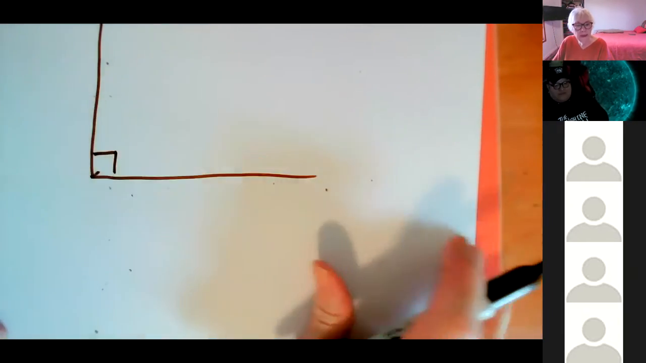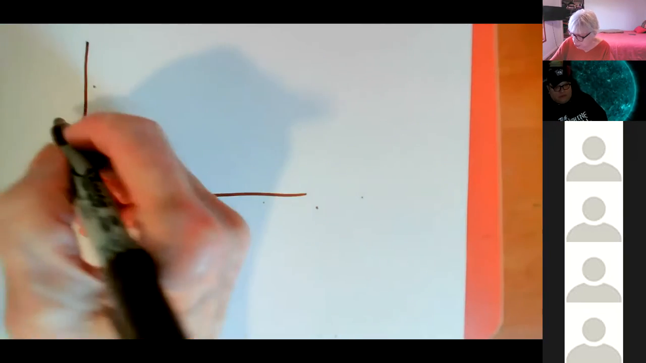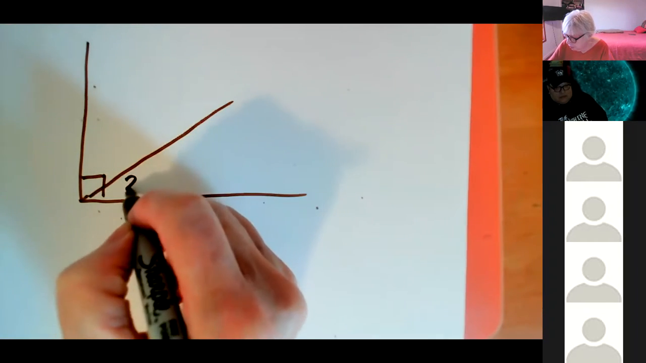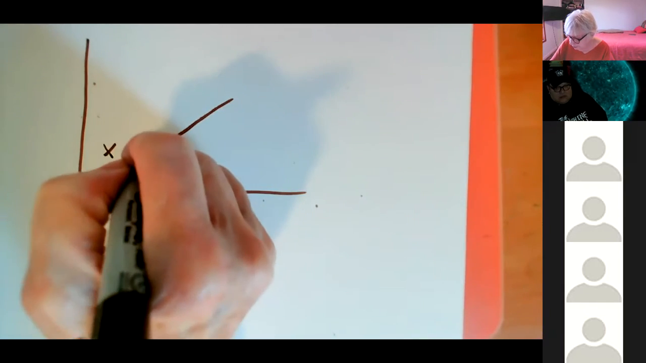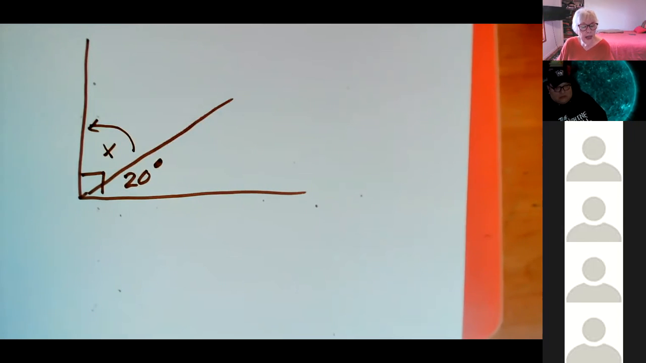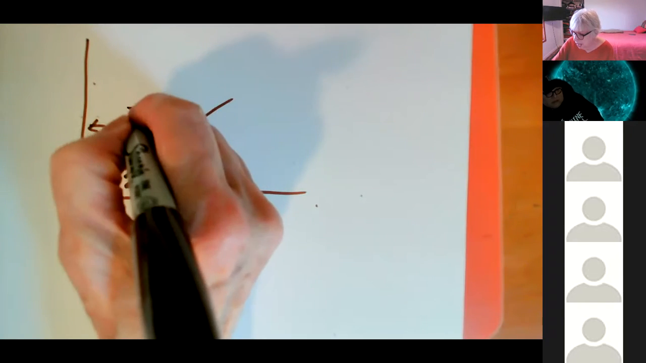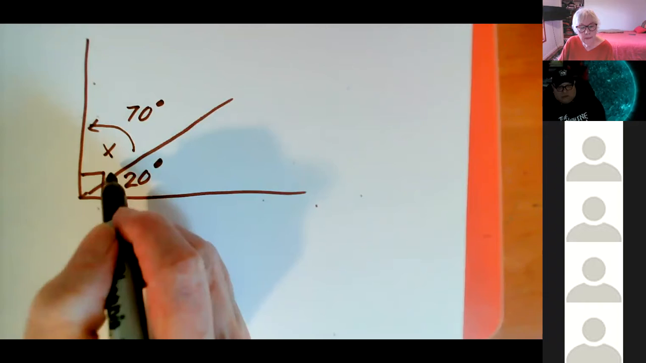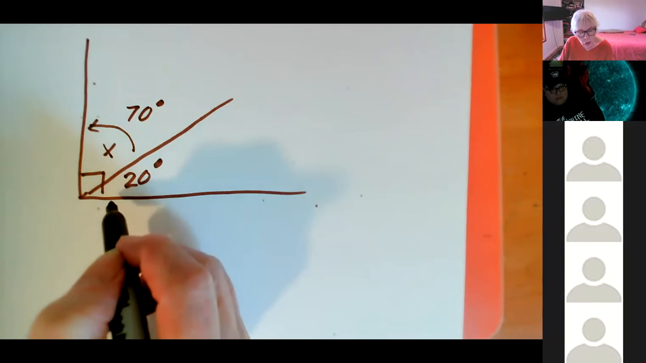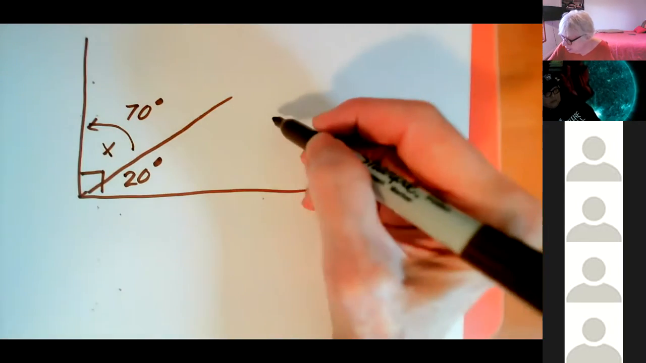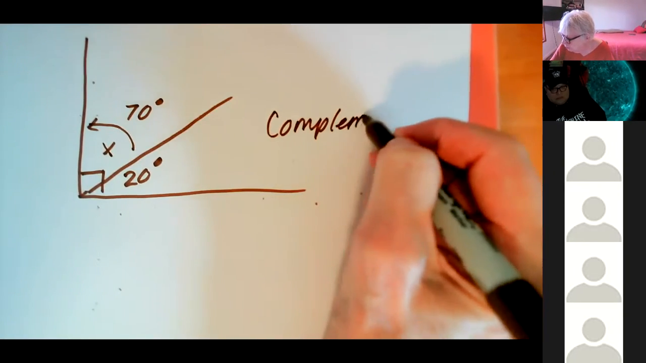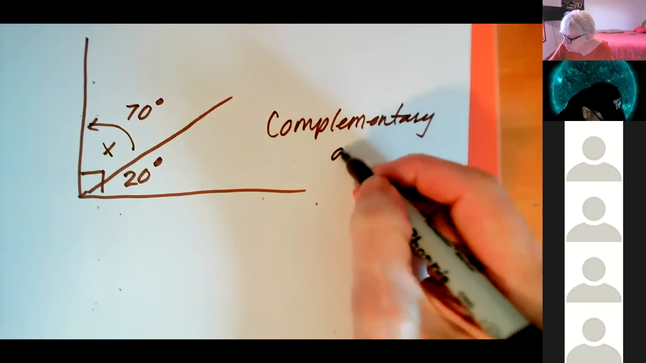If you had a right angle, that much, and you knew that this was 20 degrees, could you tell me how many degrees belong to the X? 70. It's 70. It's not a big deal. So this would have to be 70 because by calling it a right angle, it's 90 total. If we already have 20, the other one's 70. And so these are called complementary angles.